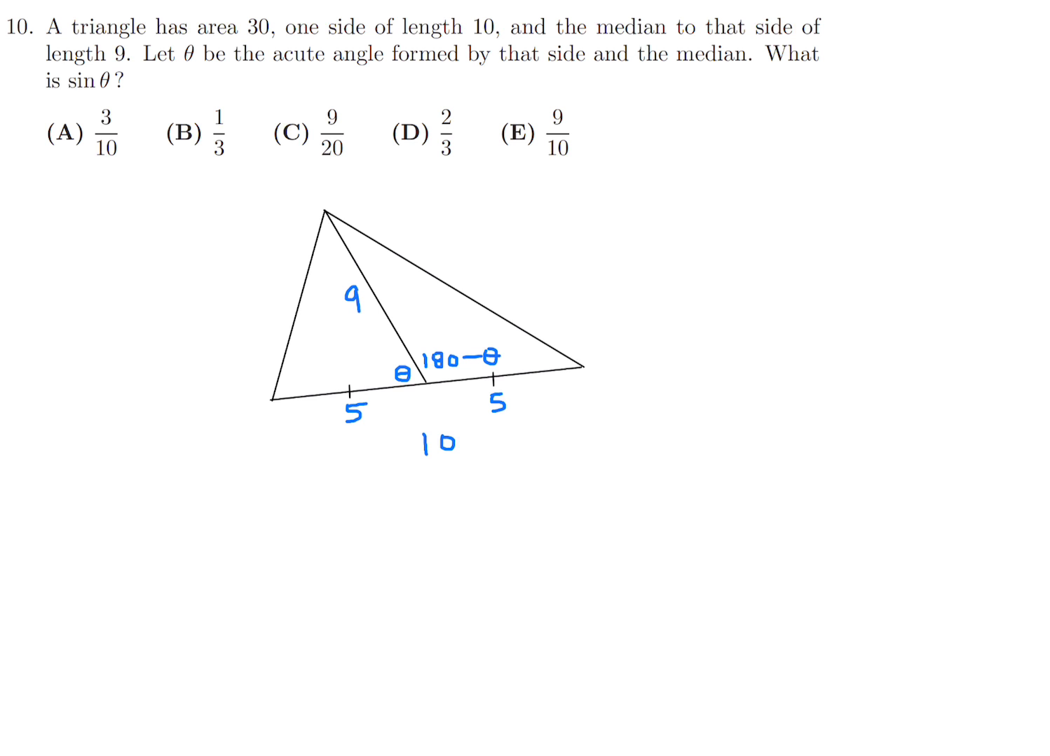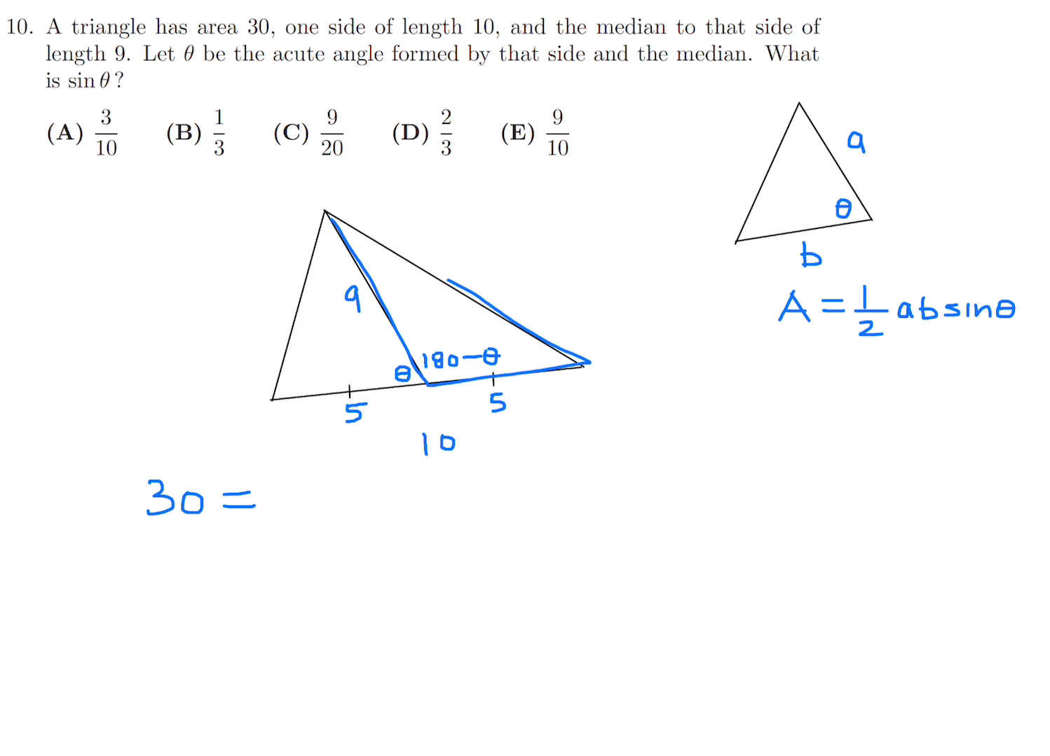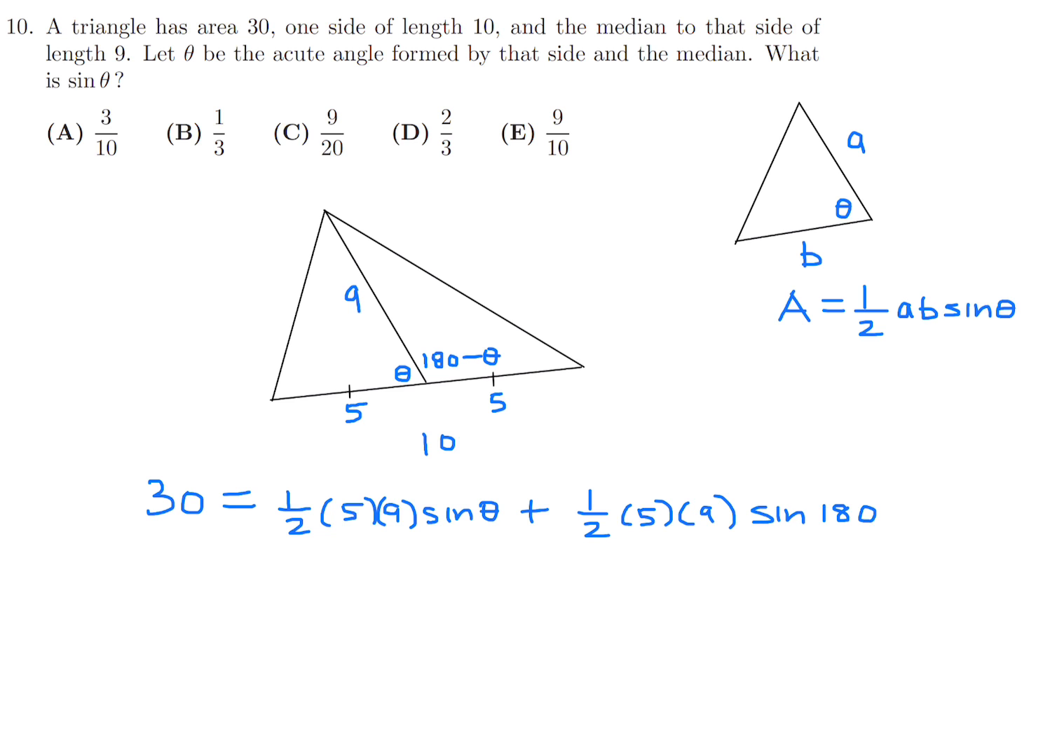The only other piece of information is that the area of the triangle is 30. I hope you remember the rule: if you have two sides, A and B, and the angle between them, the area of that triangle is 1/2 A times B times sine theta. We use the same principle here. Our area is 30, which is the area of this triangle plus the area of that triangle. The first one is 1/2 times 5 times 9 times sine theta. Then we add the area of the other triangle, which by the same rule is 1/2 times 5 times 9 times the sine of 180 minus theta.